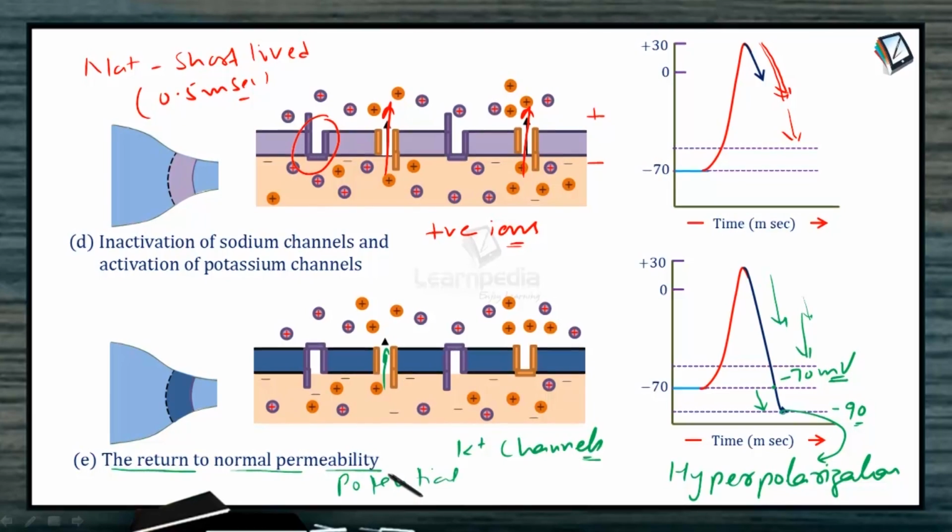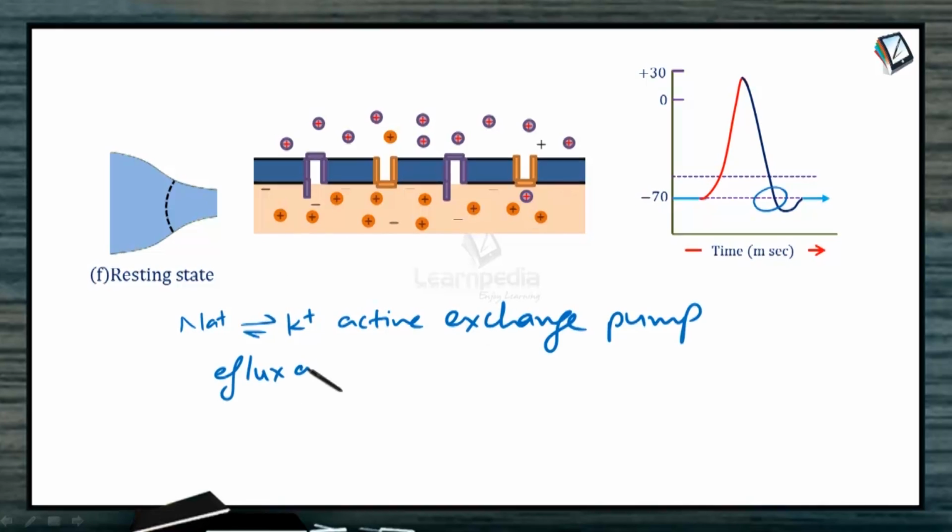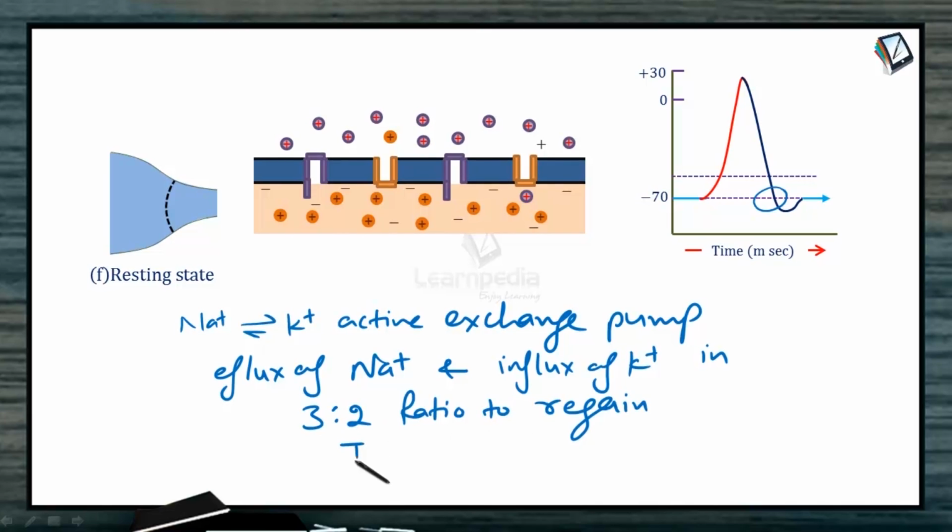But there is one problem here, and the problem is what? At this point, the membrane has more sodium outside and more potassium inside, while at this point, the membrane has sodium inside and potassium outside. So after attaining this repolarization potential, meaning resting potential, the sodium potassium active exchange pump causes efflux of sodium and influx of potassium in 3:2 ratio to regain ionic distribution. So this is impulse conduction with this graphical explanation.